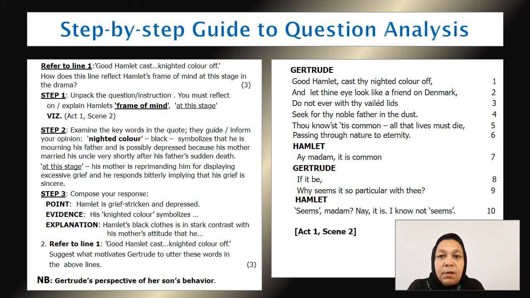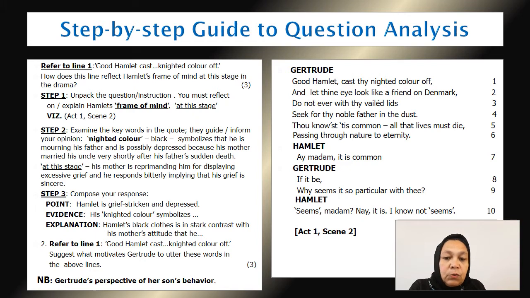And remember, by now, most educators or teachers are using the 3-point formula, where we look at the point that you make. Hamlet is grief-stricken and depressed. Remember, that's your opinion, that's your point. So what do you now have to do? You have to justify it by taking evidence from the text. The evidence is his nighted colour and what it symbolizes.